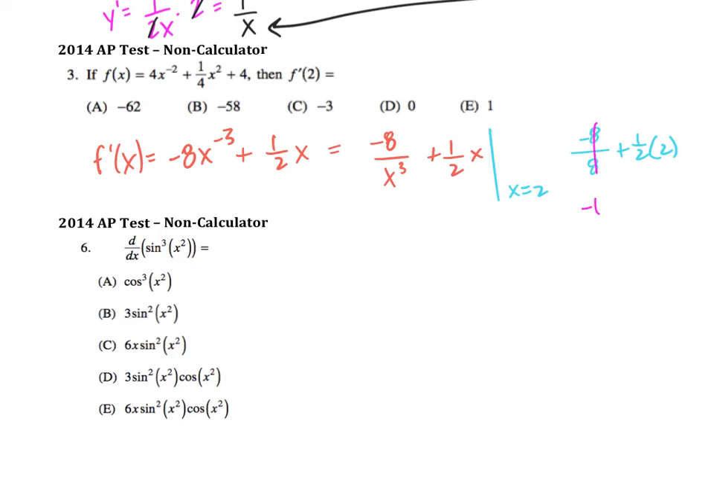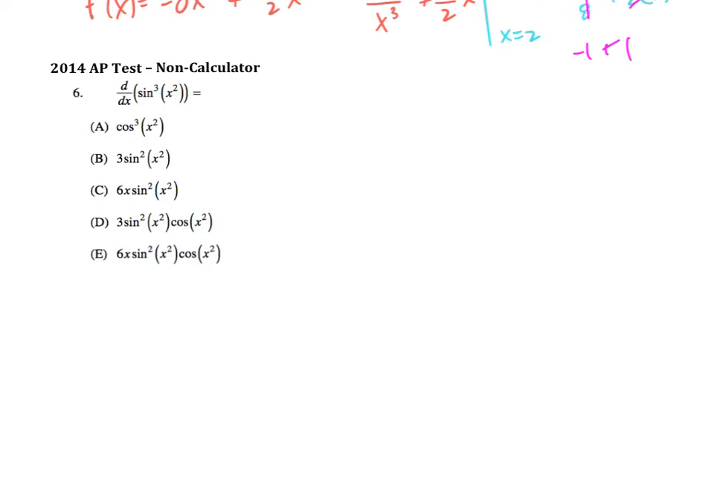I get a negative 1 plus half of 2 is 1. So I get an answer of 0. This next question has extra chain rule hiding inside.